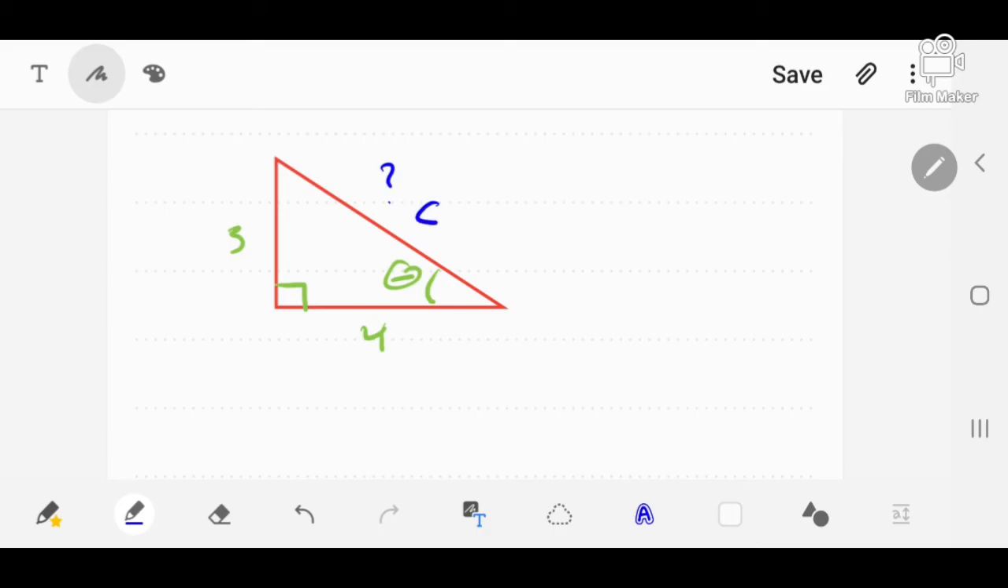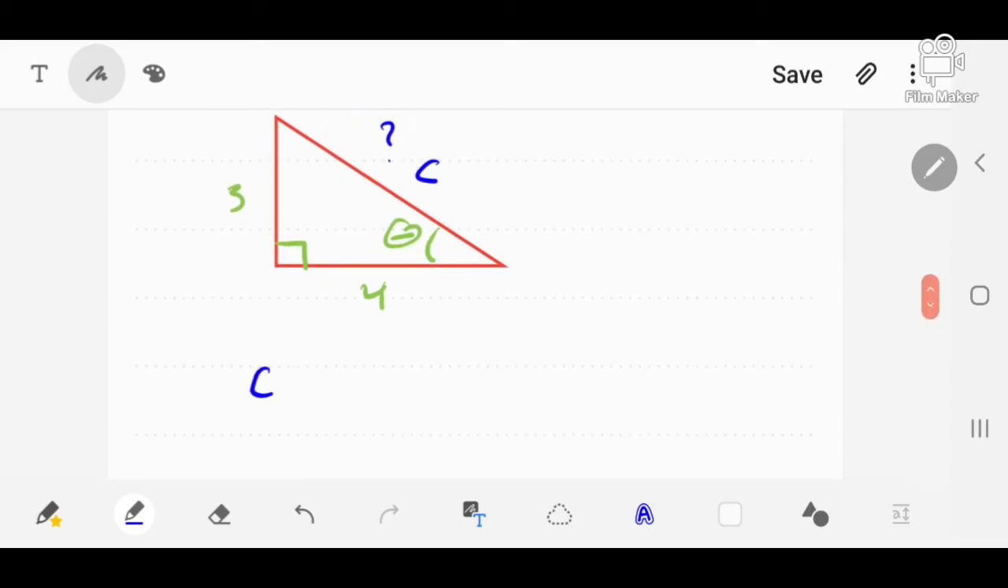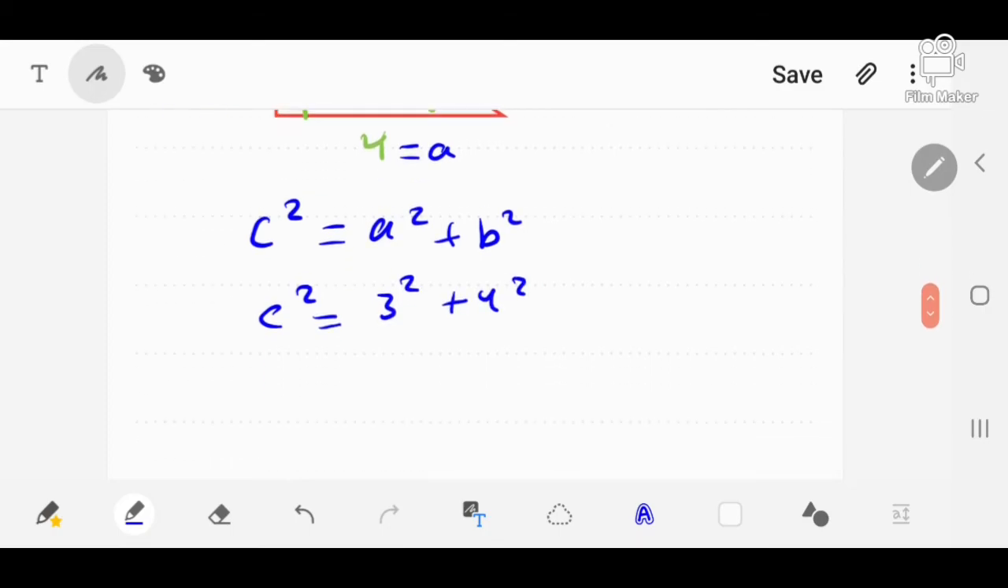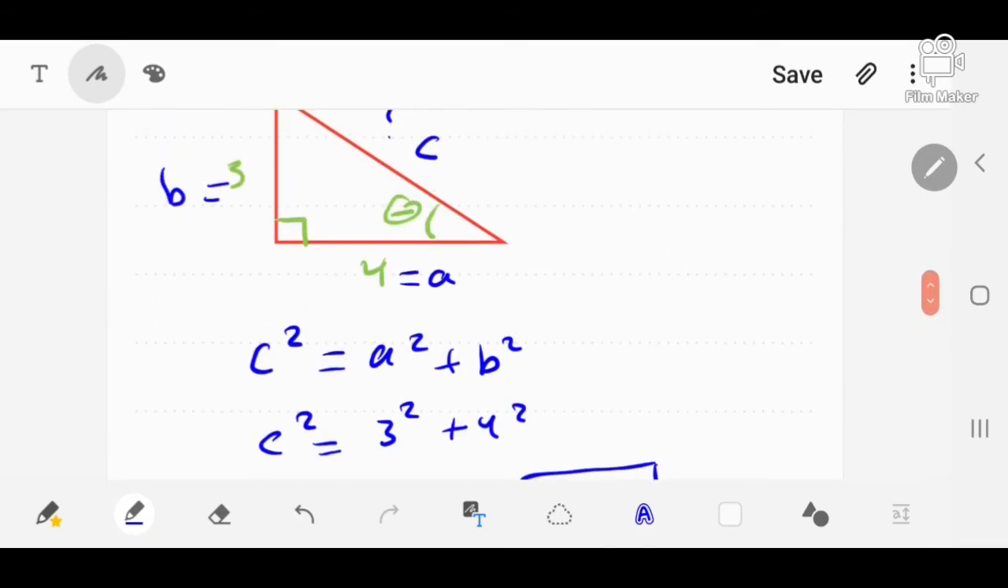So by Pythagorean theorem, we should find C. So C squared equals A squared plus B squared. So c squared equals 3 squared plus 4 squared, which means c squared will be equal to 9 plus 16. So c equals positive 5 only. Of course, when you take square root here, you're going to use positive 5 only because side length can never be negative. So it's 5. So this side is 5.